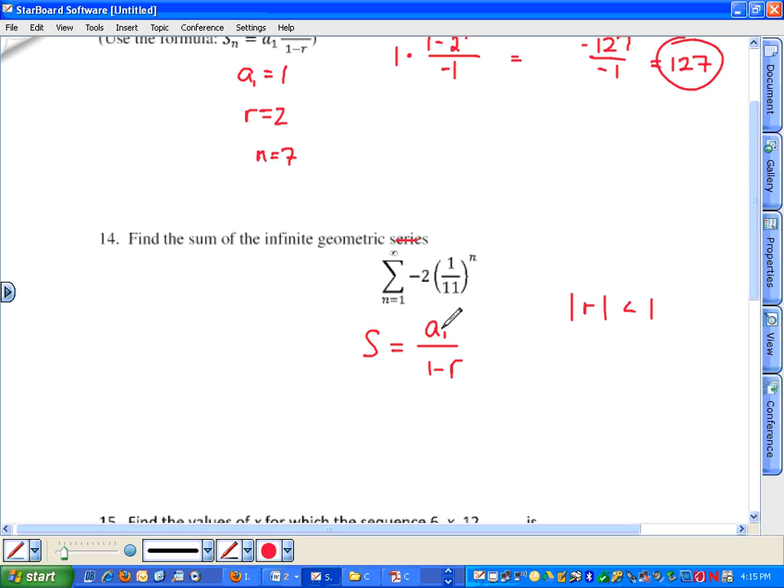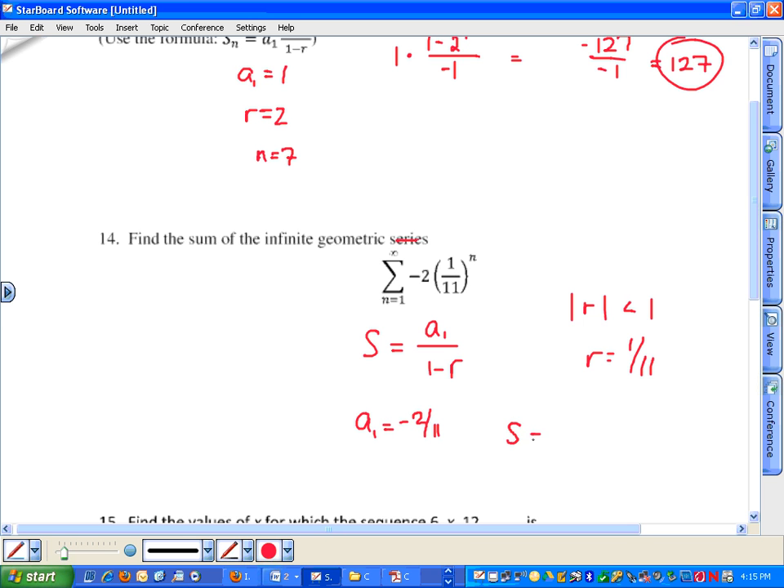What we need to know is the first term, though. We know that r is equal to 1/11. To find the first term, we need to evaluate this formula when n equals 1. If n equals 1, 1 over 11 to the first power is just 1/11. When you times that by negative 2, you get that a sub 1 is equal to negative 2/11.